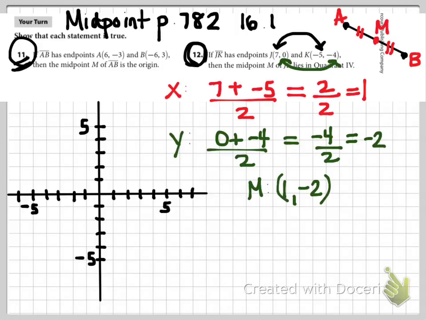Let's look at the graph and make sure that works. So let's graph JK. It's a joke, JK. 7, 0 is right here. There's J. And K is at -5, -4. So there's K. Now remember, the beauty of a video is that you can hit rewind and pause and go backwards as much as you need to. So if this isn't making sense, hit rewind and figure it out, okay?